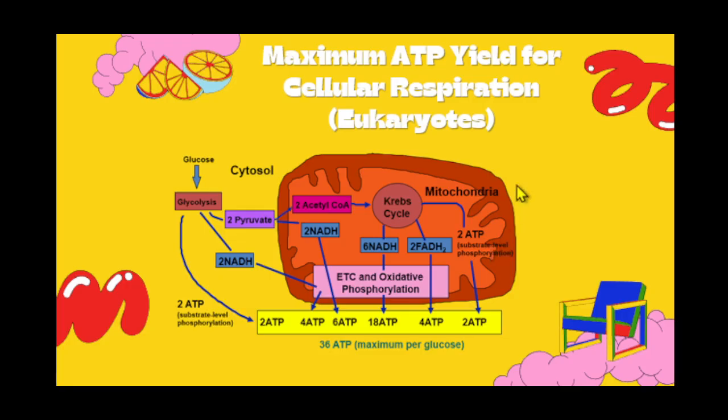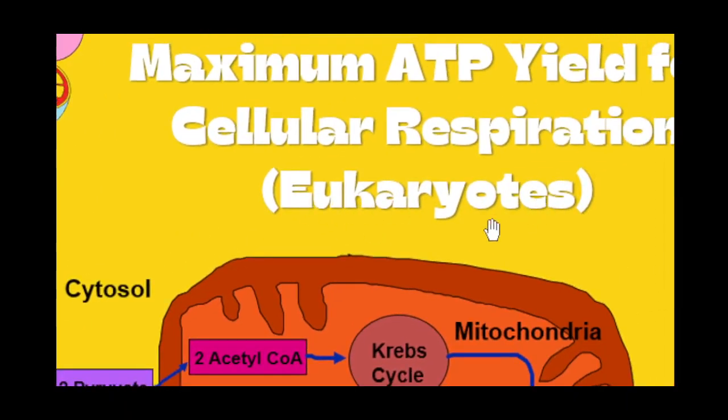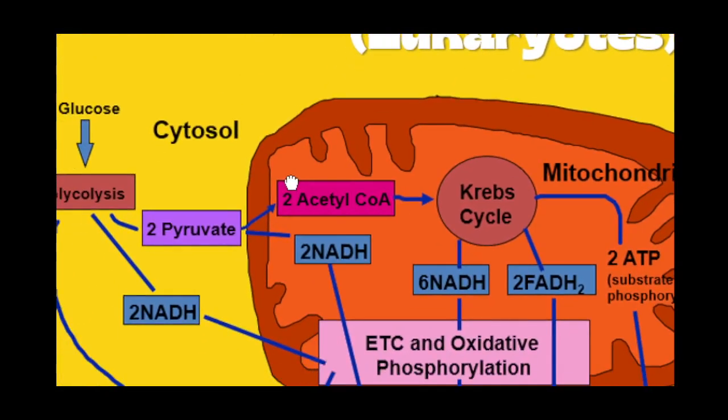Okay, so let's sum it up here. Let's look at the maximum ATP yield for cellular respiration in eukaryotes, since if you think of it, the point really here is we have to make some energy, so cells can continue to do their job, so organisms can still continue to live. Okay, so let's see how we make ATP. Again, this is in eukaryotes, plants, cells that have a nucleus.